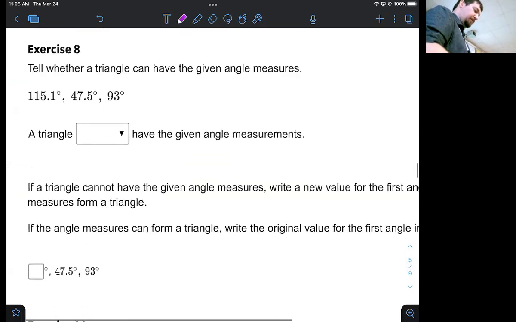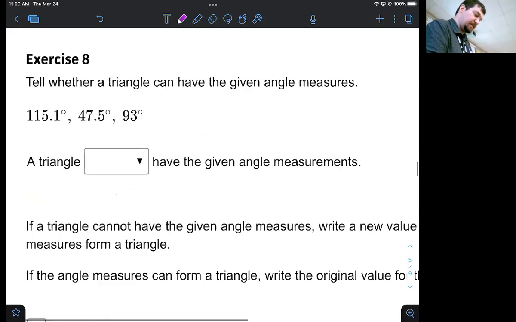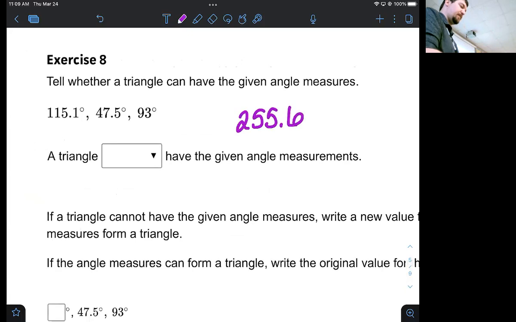Number 8. Can someone add those up and see if we get 180? Izzy, what did you get? I didn't really do it. Oh, well, I'd like someone to be sure. Oh, they don't. It's 255.6. Yeah. Now, Jude, you said you could just look at them. What did you mean by that? Well, first of all, 93.